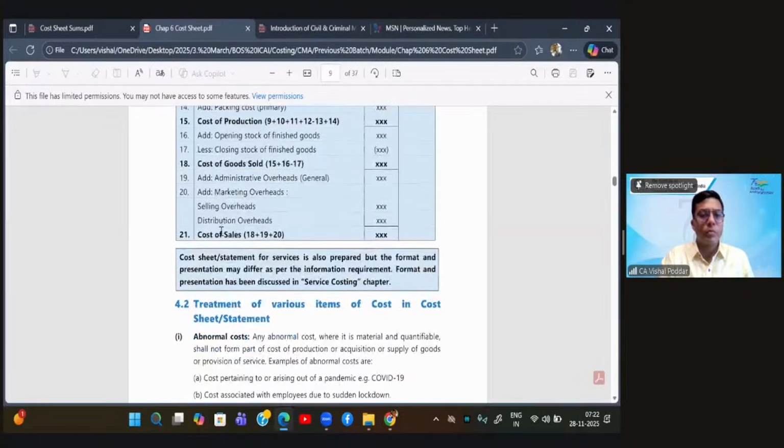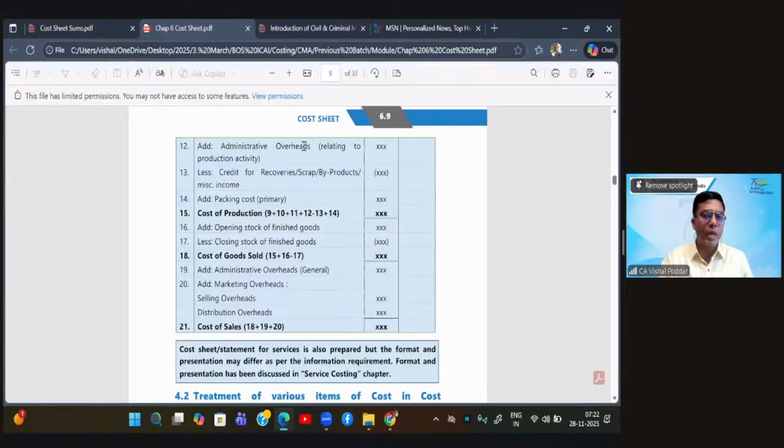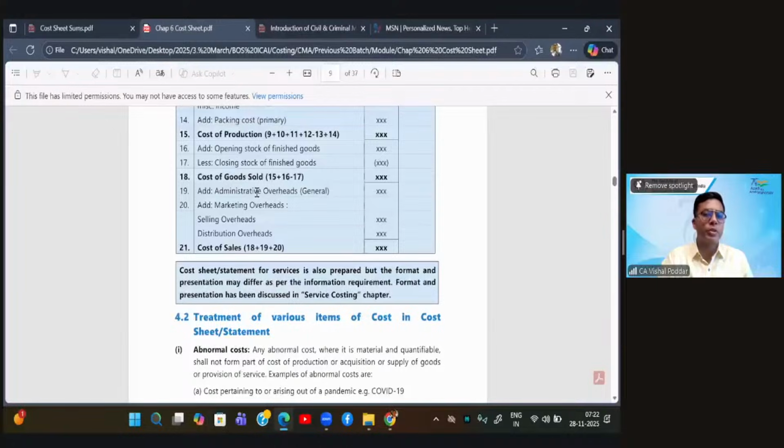Now, after getting the cost of goods sold, you add to this the administration cost and the marketing, selling, and distribution cost. There are two types of administration cost. One, administration cost specifically related to production, and the other, general administration cost, which is for the overall business. If it is specifically related to production, it is added before cost of production. If it is general administration cost for the overall business, it is added on the cost of goods sold. This is something you need to keep in mind.